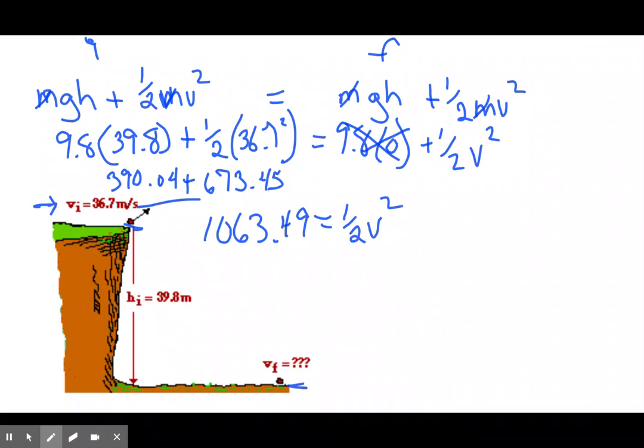So divide that by your 0.5, and then take the square root, and it's going to tell us that the velocity equals 46.12 meters per second.